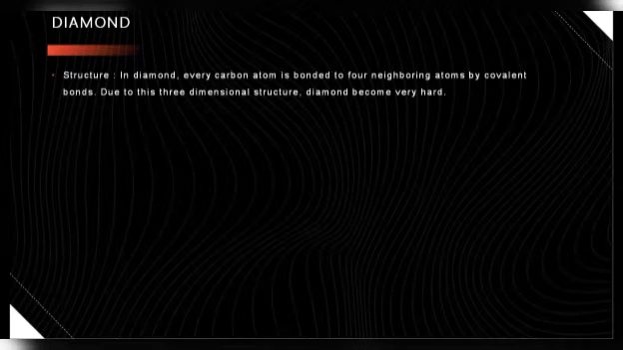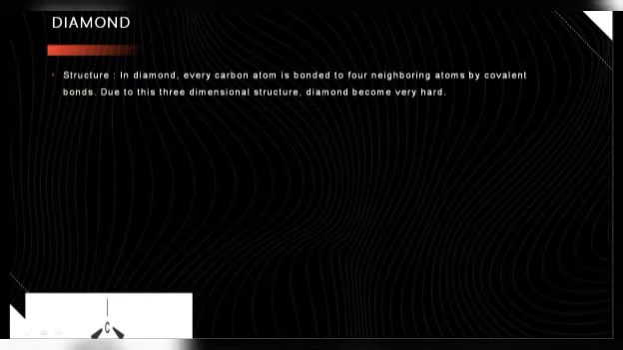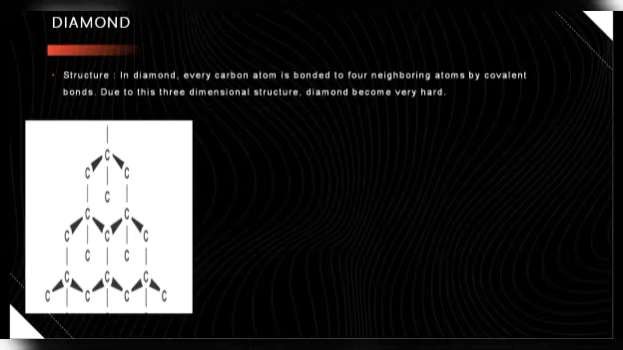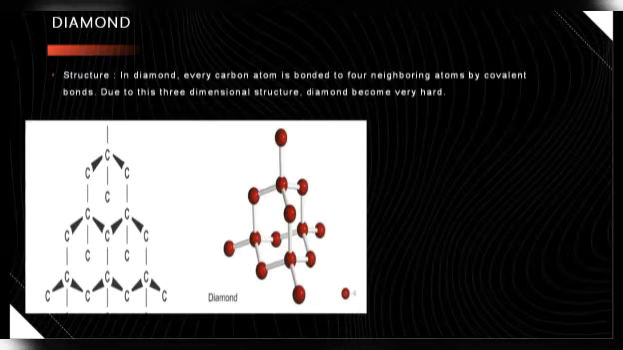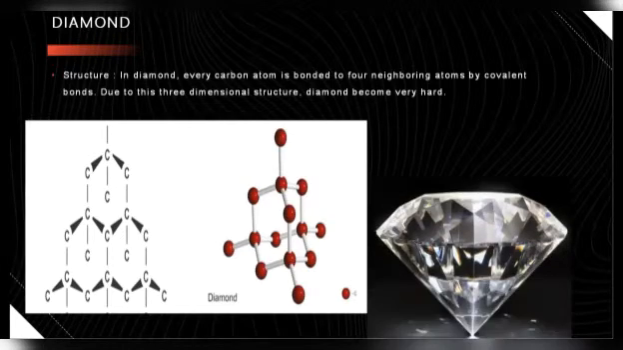First is diamond. Diamonds are found in India mainly in Karnataka and Madhya Pradesh. Diamonds are also found worldwide in South Africa, Brazil, Belgium, Russia and America. Let us now look at the structure of diamond. In diamond, every carbon atom is bonded to 4 neighboring atoms by covalent bonds. Due to this, a 3-dimensional structure is formed, which makes diamond very hard.